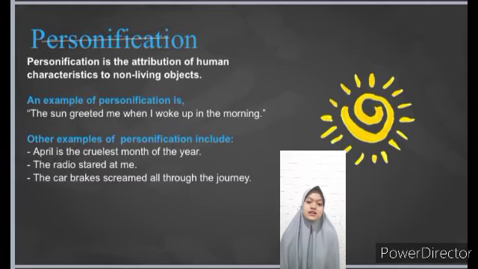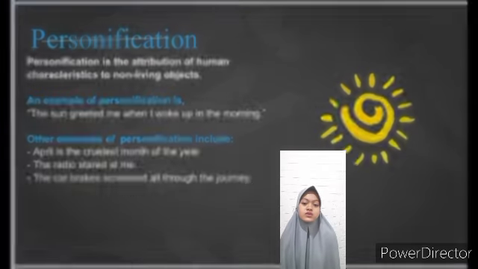The sun is a non-human object, but has been given human characteristics since greetings can only be performed by living creatures. Other examples of personification include: April is the cruelest month of the year. The radio stared at me. The car brakes screamed all through the journey.